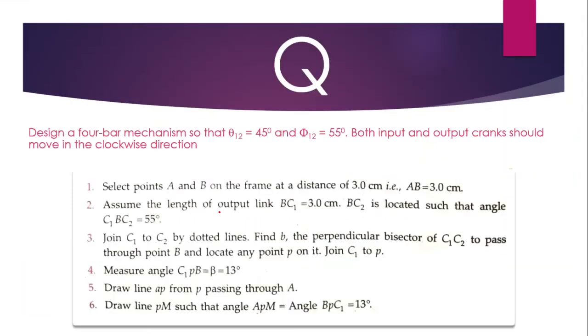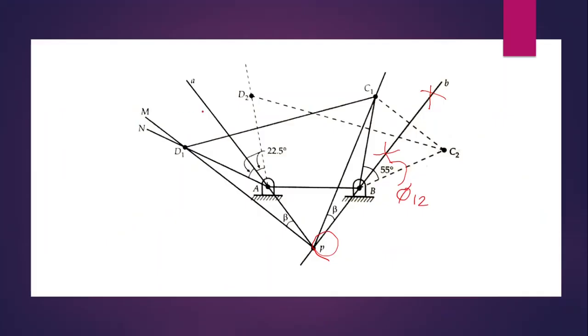That is the third step. Then measure angle C1PB, that's equal to beta, that's equal to 13 degree. Measure angle C1PB, that's equal to this angle, represented by beta, and that's equal to 13 degree.